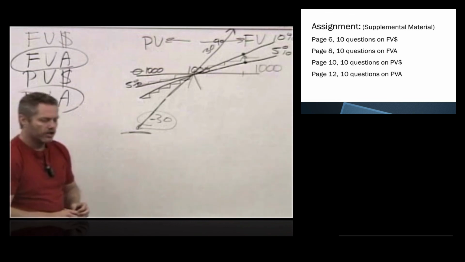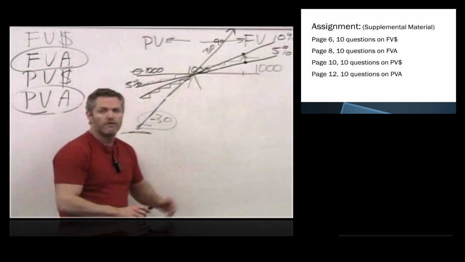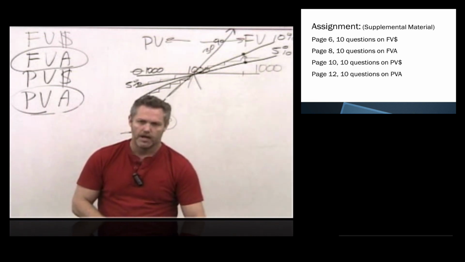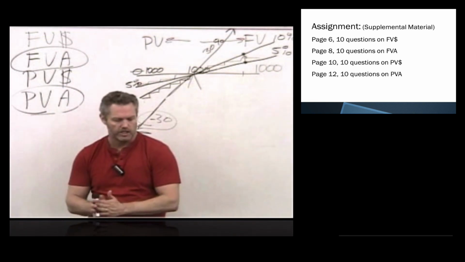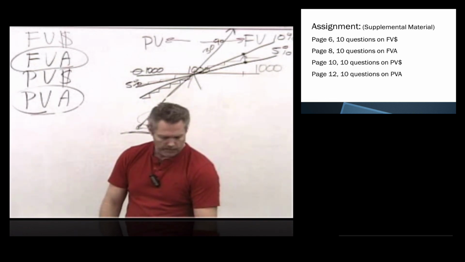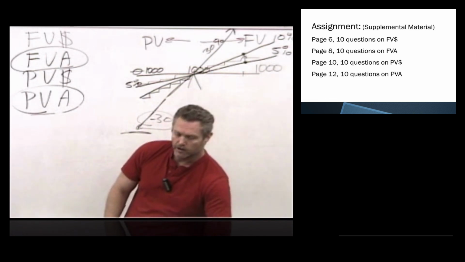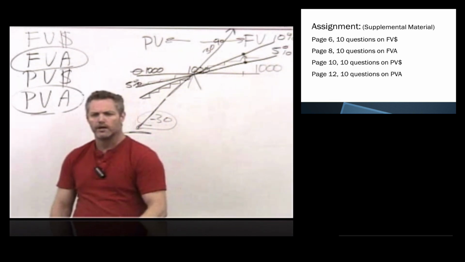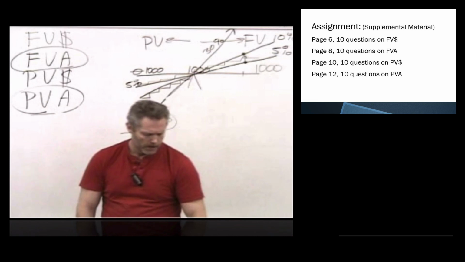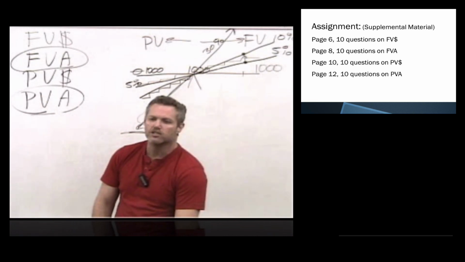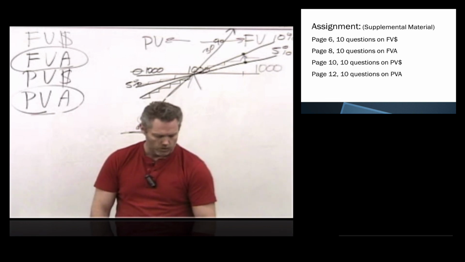Okay, what I'd like you to do now, or maybe you've already done, is go to your book, and starting on page 6, it says future value of $1. It explains how to do that. And by the way, this is under supplemental material, where if you bought your book, you've got supplemental material, the PowerPoints, and then the regular textbook. Under supplemental material, page 6, future value of $1 gives you 10 questions. So go ahead and do those 10 questions.